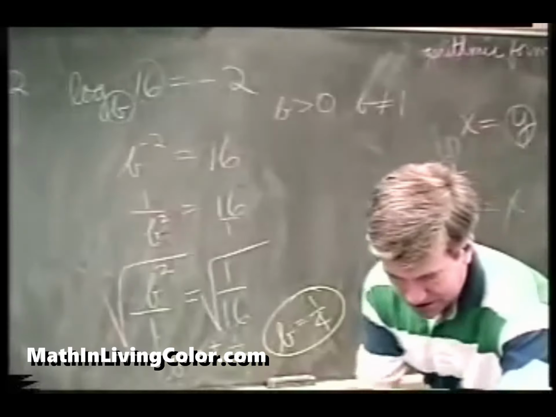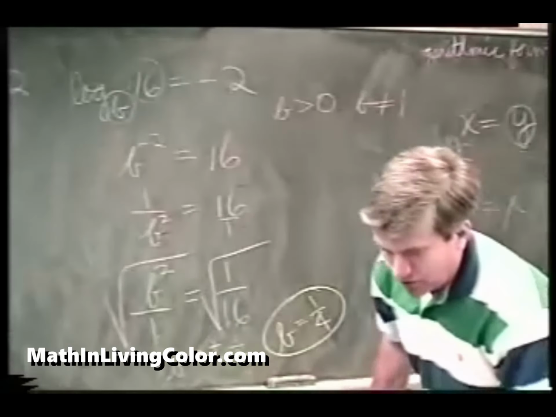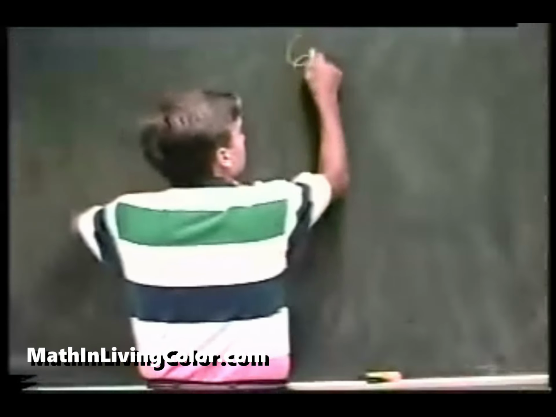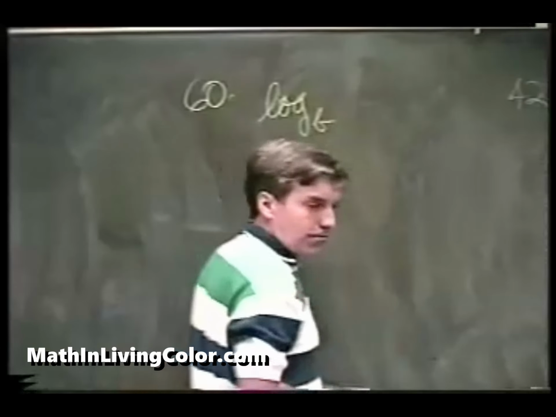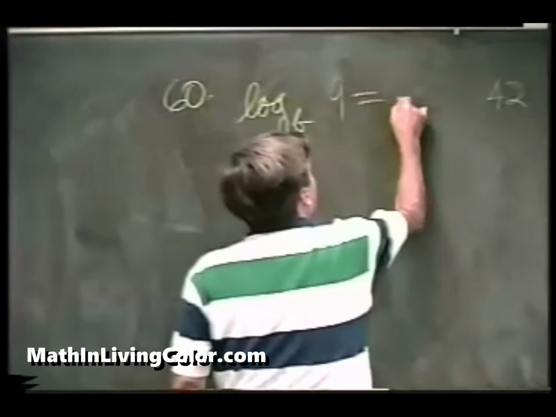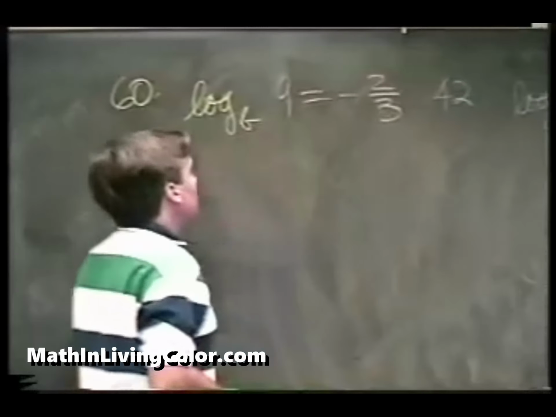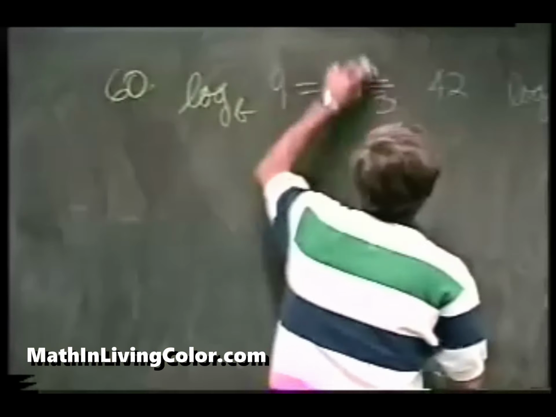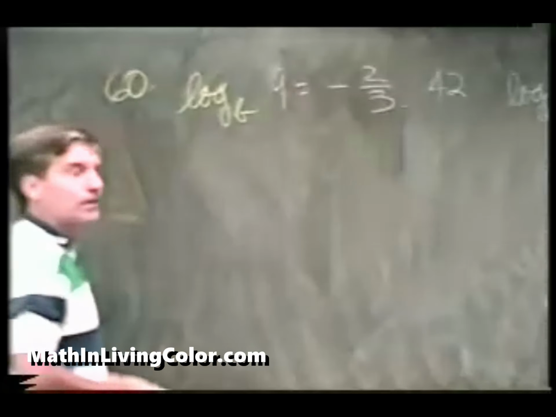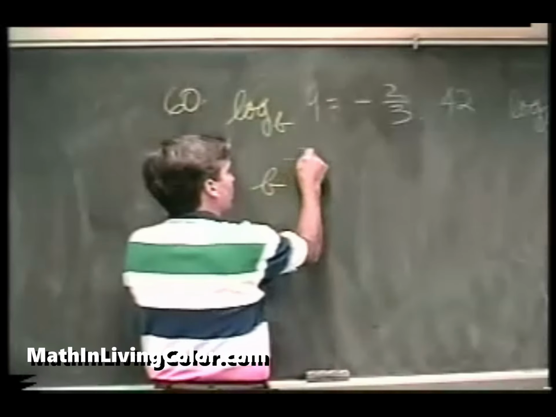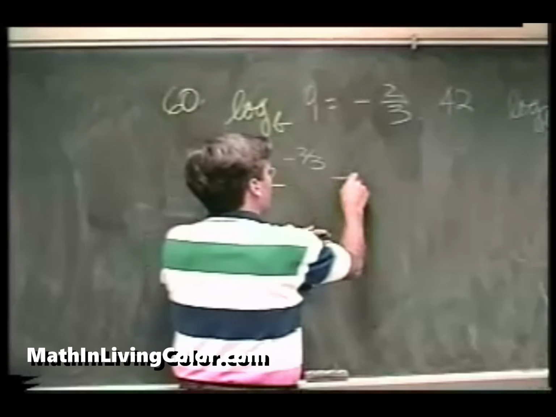Okay, let's take a look at one more problem. Let's look at number 60, which says the log base b of 9 is equal to negative 2/3. Translate it for me. The base number b, raised to the negative 2/3, is equal to 9.